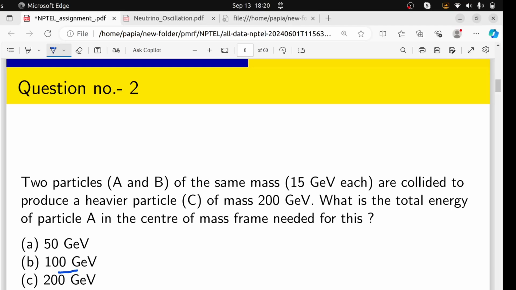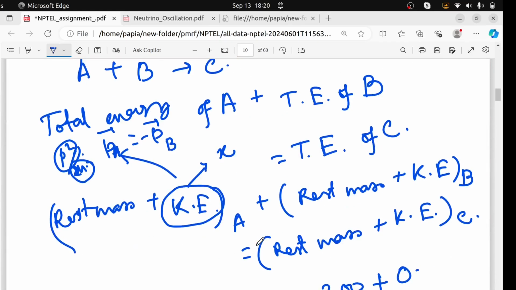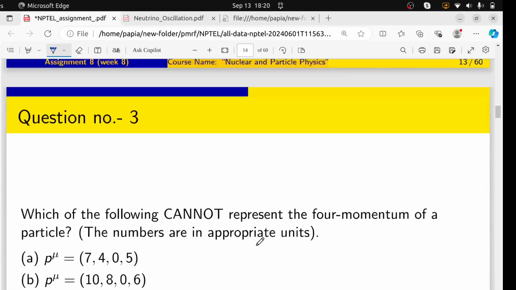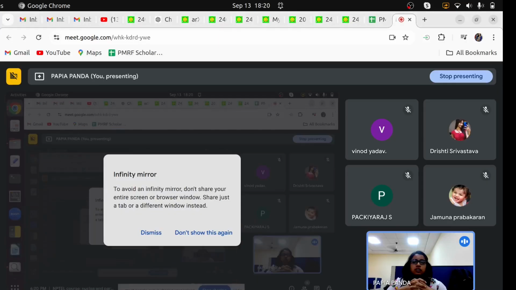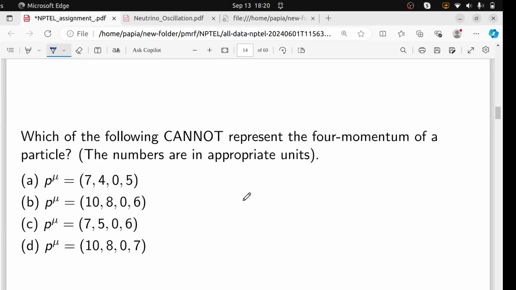Okay, what is the total energy of particle A in the center of mass frame needed for this? Okay, so yes, we can go to the next question. I'm audible, right? I hope yes. Yes, ma'am. Okay.